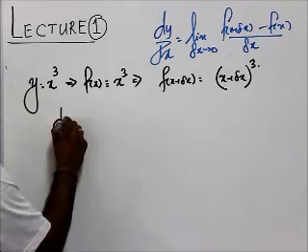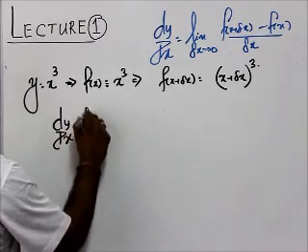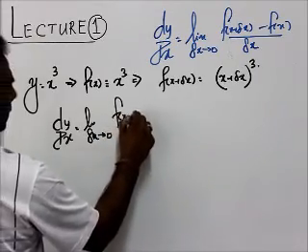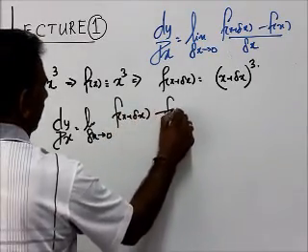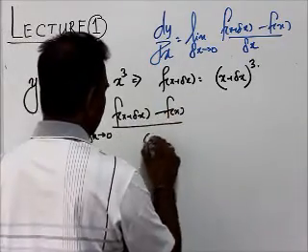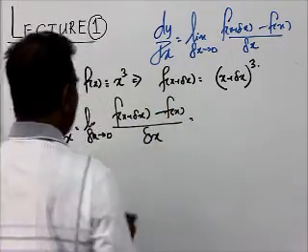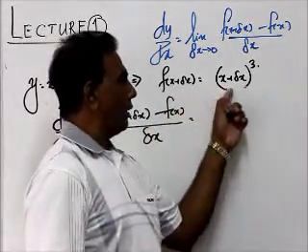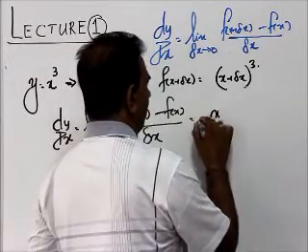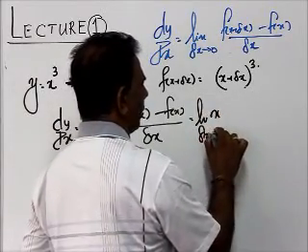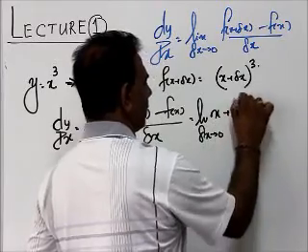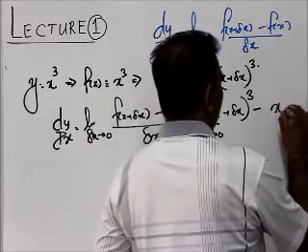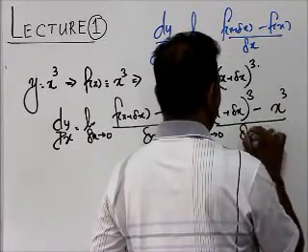dy by dx is the limit of delta x tends to 0 of the function of x plus delta x minus the function of x, over delta x. So in place of the function of x plus delta x, we can substitute this one: the limit of delta x tends to 0 of x plus delta x to the power 3 minus x to the power 3, over delta x.